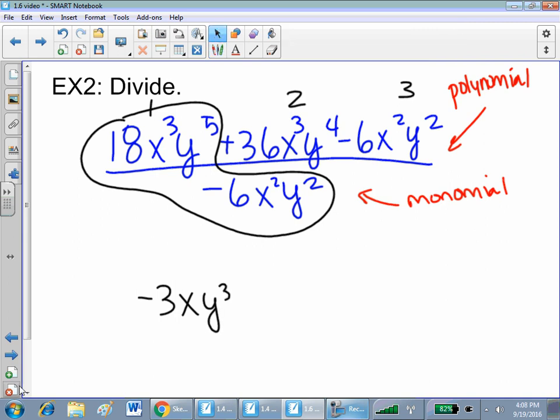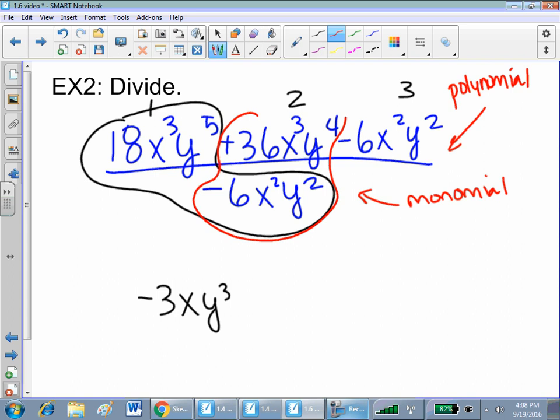Now we're going to move on to the second one. We're going to divide the second term by the denominator. 36 divided by -6 is -6. I think I said that wrong at first. 36 divided by -6 is -6. X cubed divided by x squared is just x to the 1st. Y to the 4th divided by y squared is y squared.